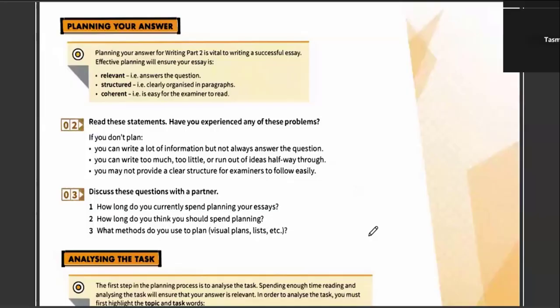Very good, yes. And what methods do you use to plan? Do you list them down, or do you just arrange it in your head? How do you do it? On the page where I'm writing it.